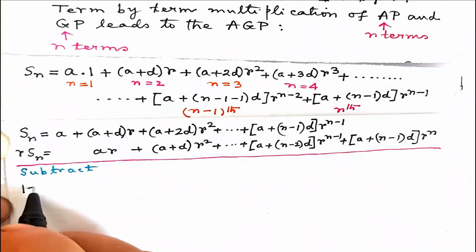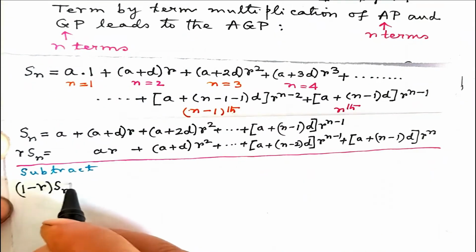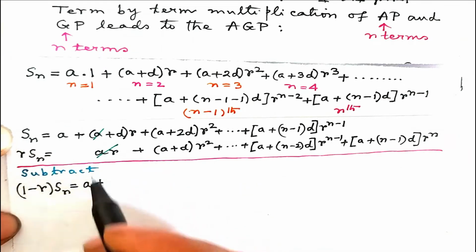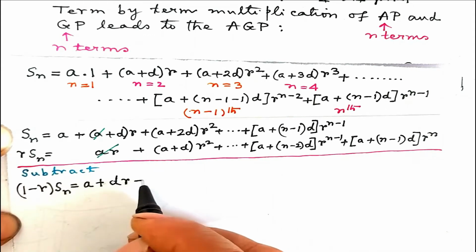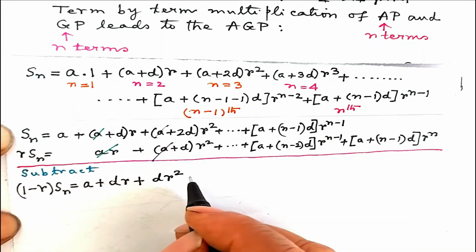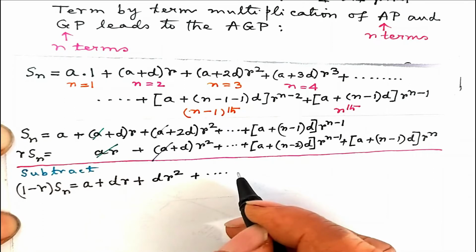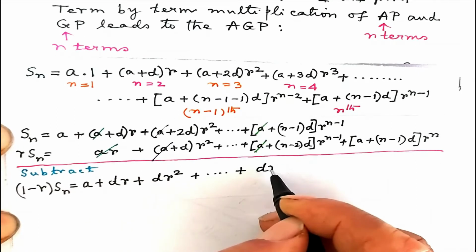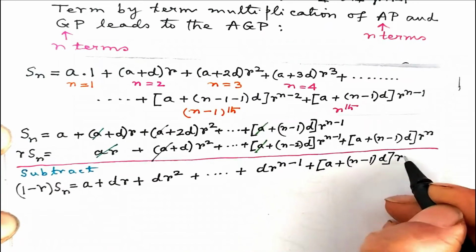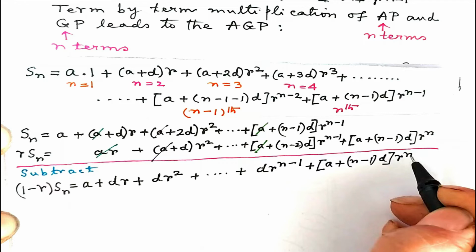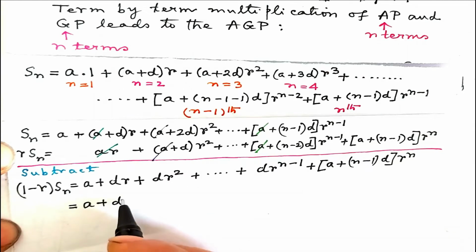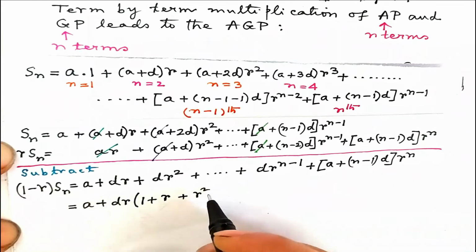Subtract to get 1 minus r into Sn equal to a. ar and ar cancel out. We thus are left with dr. ar square and ar square cancel out, and we are left with dr square. The series continues, and we have the penultimate term as d into r to the power n minus 1, and put the last term. Note, due to multiplication by r, it is r to the power n. Take dr common, and a geometric progression GP results.